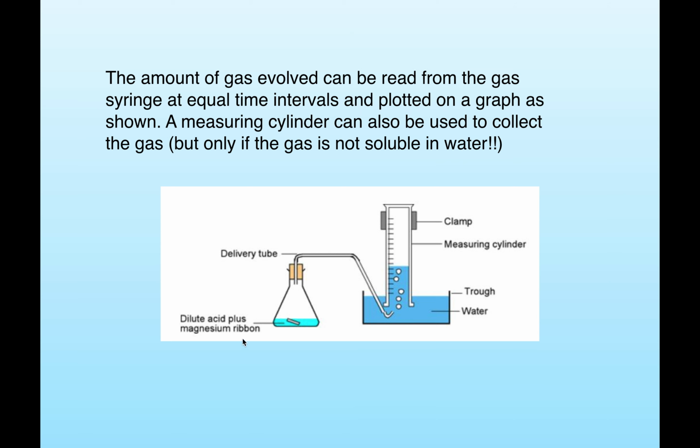In this reaction, we've got magnesium ribbon with the dilute acid producing the gas. So which gas would be produced in this case? Have a think about it. Acid plus metal is going to give me salt plus hydrogen. Yes, you guessed it.